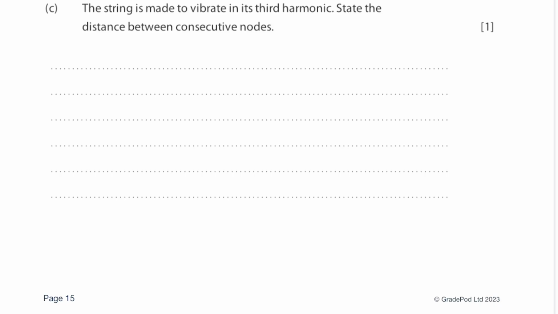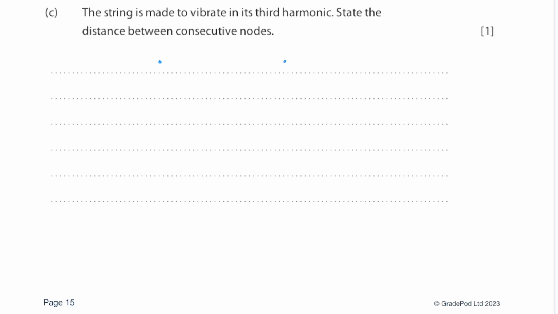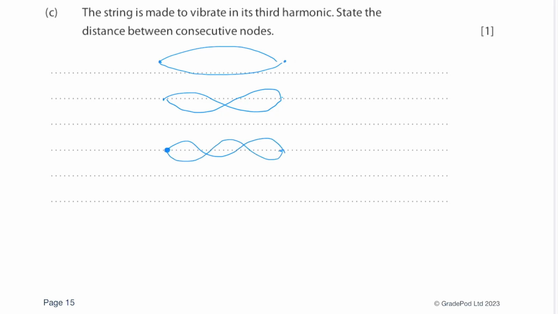C. The string is made to vibrate in its third harmonic. State the distance between consecutive nodes. Third harmonic will look like, wait a minute, let's just draw diagrams. That's the first harmonic. Second harmonic looks like this. Third harmonic looks like that. And we want to know the distance between these nodes.